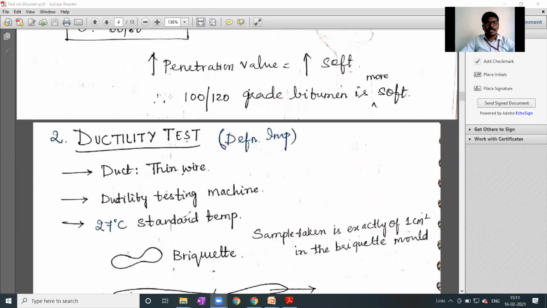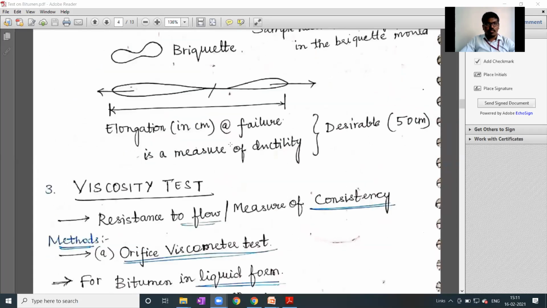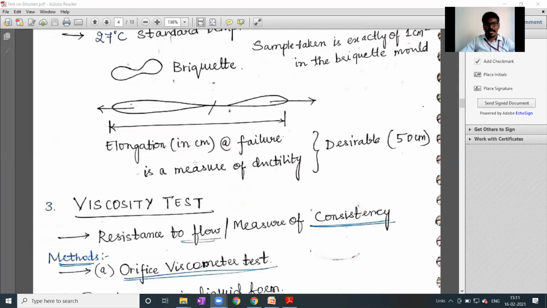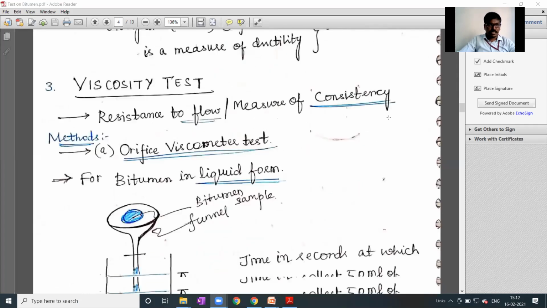Sorry. Ductility. Coming to ductility, duct means thin wire. A ductility testing machine is required, and the standard temperature of 27 degrees should be maintained. A briquette mold is required there, and we note the elongation that takes place, in centimeters, at failure. The desirable value I mentioned as 60 centimeter. Sorry, it's not 50, it's 60 centimeter.